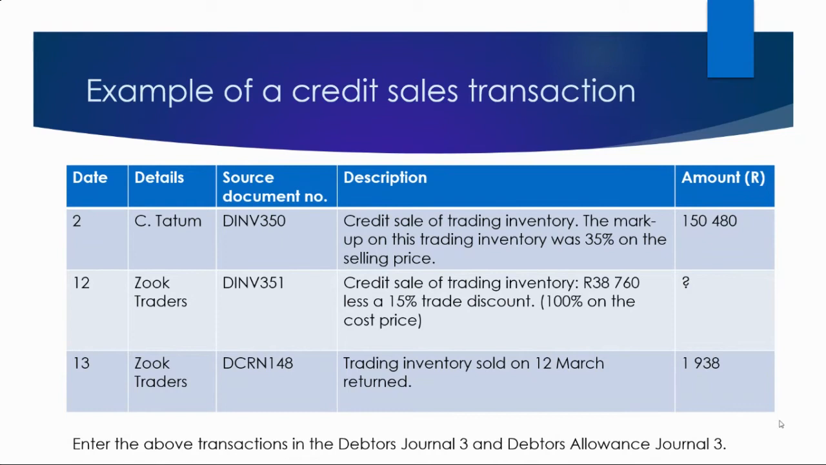Let me repeat that. If the markup is 35% on selling price, what is the selling price percentage? You'll see the first one's markup is different. It is 35% on the selling price. So what is the selling price percentage based on the information provided?